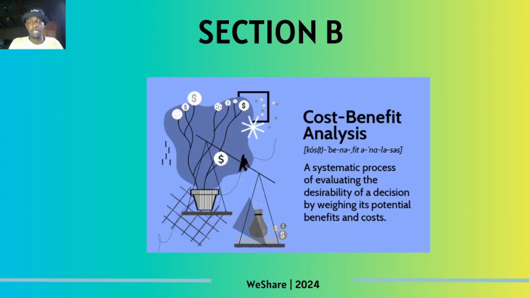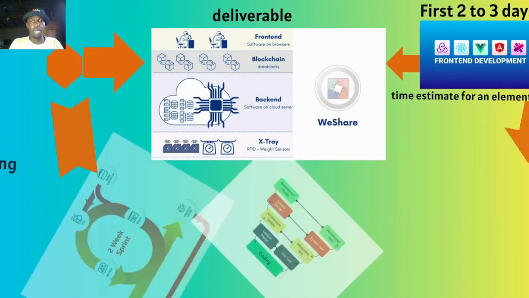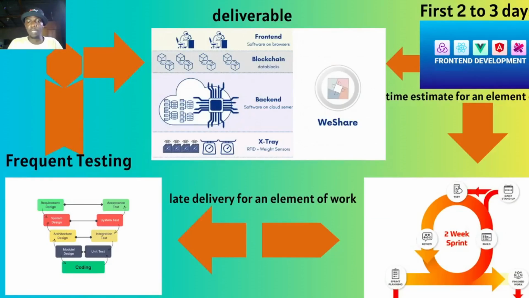So I'll dive deep into weighing its potential benefits and how we broke down the time to develop the project. How did we break down the chunks of the work? We broke it down into the front end and the back end of the development. The front end is more of your HTML and your Thymeleaf. Since we were using Thymeleaf, and since we had 2 weeks to develop the project, we broke down the chunks into 2 to 3 days to complete.